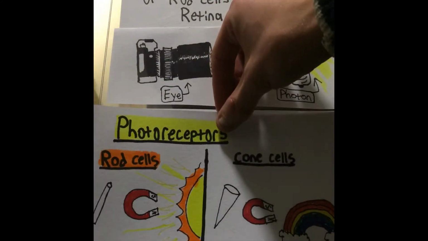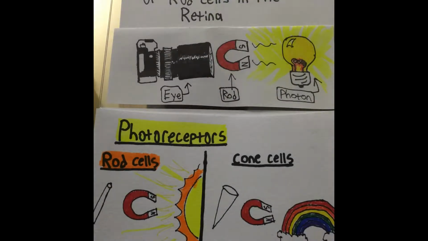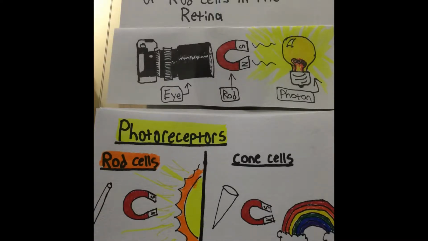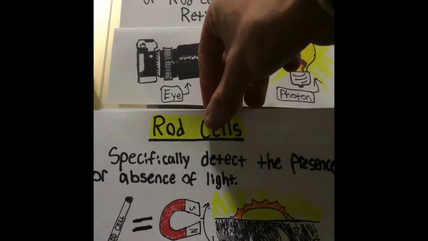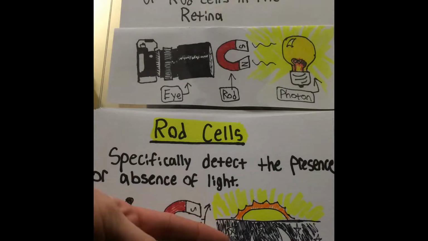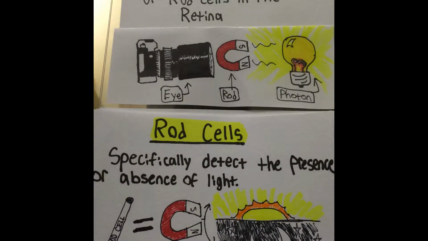So photoreceptors, there are rod cells and cone cells. Rod cells are responsible for detecting light, whereas cone cells are responsible for the detection of color. For the purposes of this project, I will be focusing on rod cells, which specifically detect the presence or absence of light. So in this representation, we have a rod cell, which is kind of like a magnet that detects light even when there's very little.